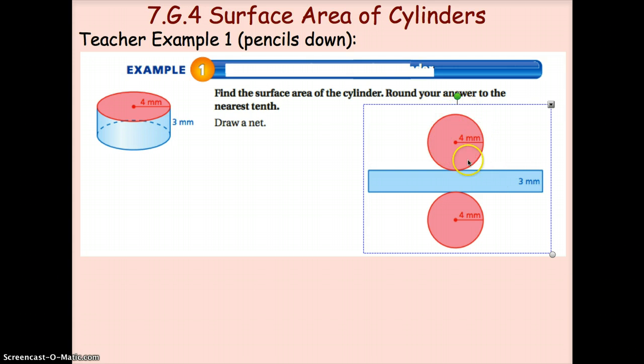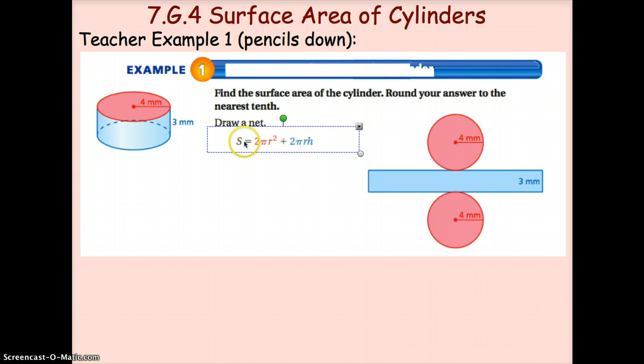Okay, so now finding the area of this circle is nice and easy. And then finally, we have to find the area of this rectangle. Notice we have the width here. We do not have the length, so I'm going to have to use my circumference formula to find this length piece. Okay, so I've got SA equals 2 pi r squared, because I have two circles, and my formula for area of a circle is pi r squared, plus 2 pi r, which is my circumference right here, times the height.